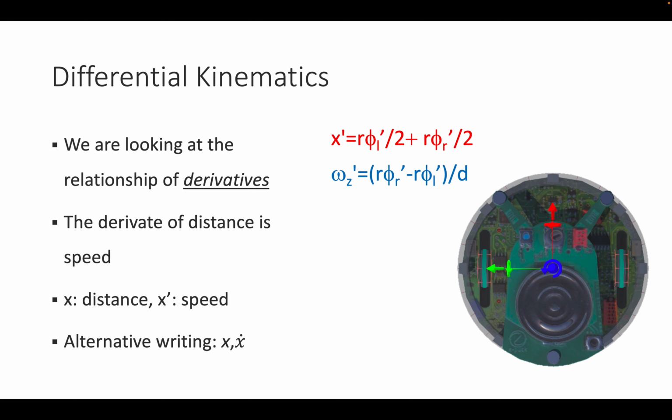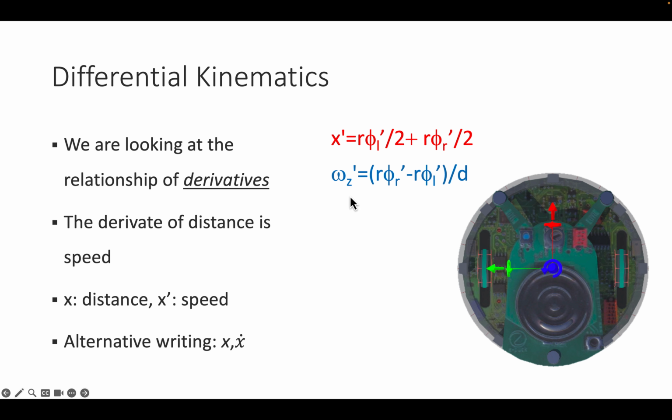Now we can actually move on from the delta notation and introduce using derivatives. In this case, this equation looks like this. So we have the derivative of distance is given by the derivative of the wheel orientation. And as you remember, the derivative of a distance is speed. So we have the wheel speeds, and from that we compute the speed of the robot in its x frame and its rotational speed omega z dot.